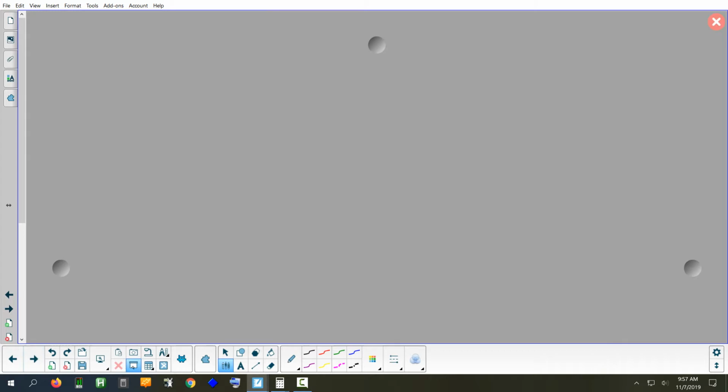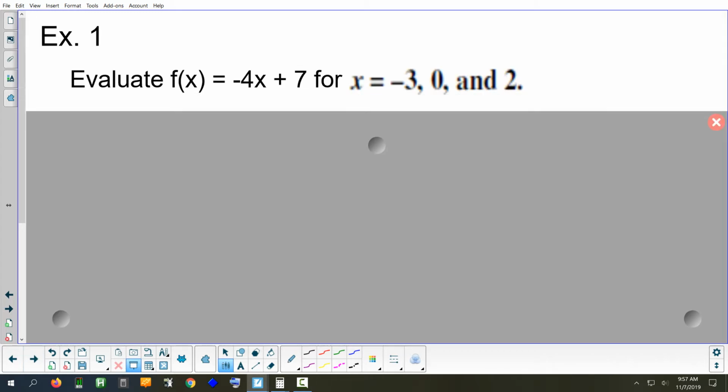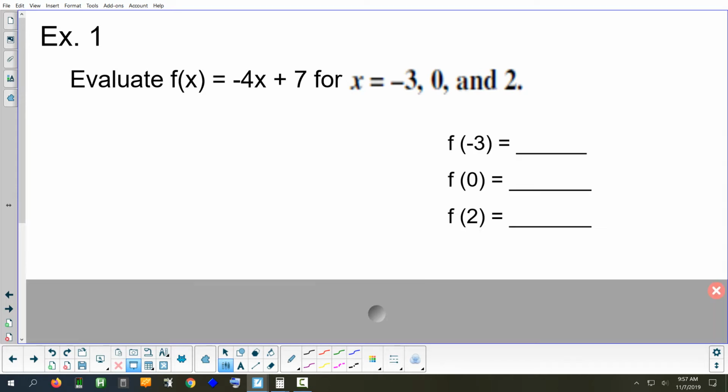Okay. So let's look at this one. It says evaluate the function f of x equals negative 4x plus 7 for 3 different numbers, negative 3, 0, 2. This is how you write your 3 answers. Remember how we pronounce this, f of, and then the number. The function of negative 3, the function of 0, function of 2. All that this means to do is when you plug negative 3 into the function, I want to know what you get. When you plug 0 into the function, I want to know what you get. Plug 2 into the function, I want to know what you get.